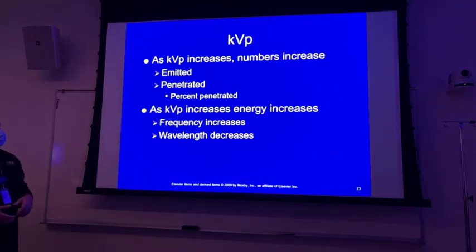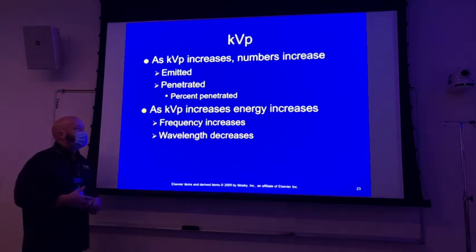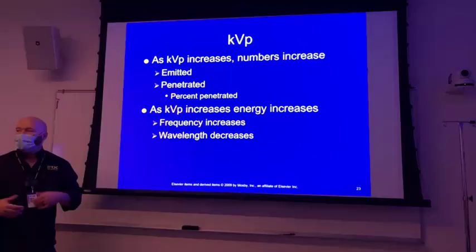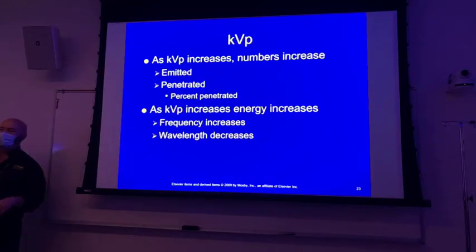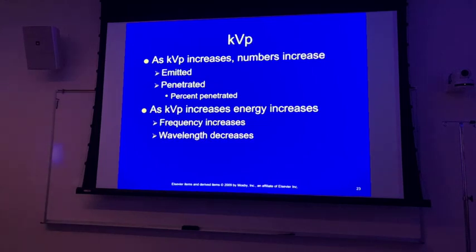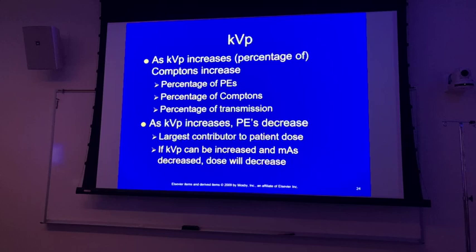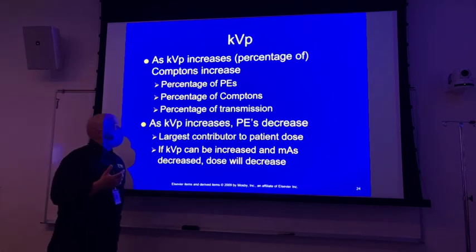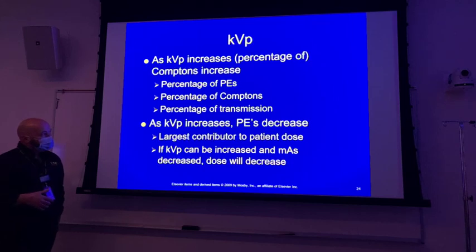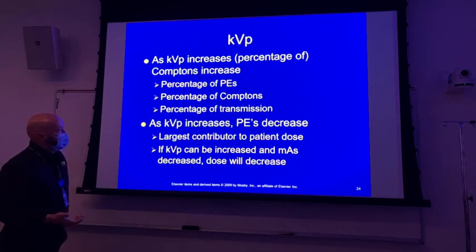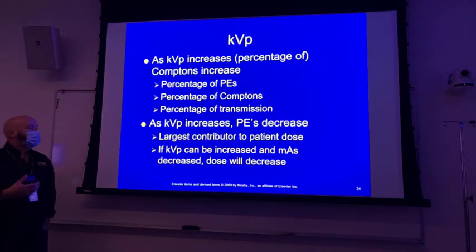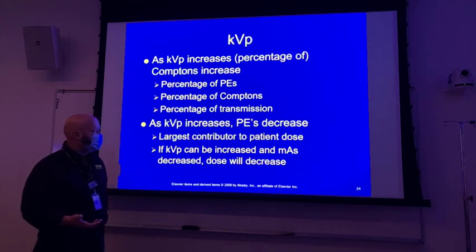All right, so as kVp increases, energy increases, frequency increases, and wavelength decreases. You remember frequency and wavelength from last semester. They're inversely proportional, and frequency is directly proportional to energy. All right, so as kVp increases, the percentage of Comptons increases. So the percentage of PEs decreases, and we get an increase in transmission.